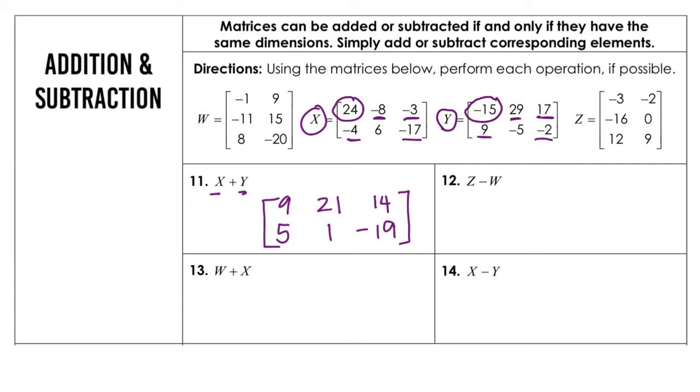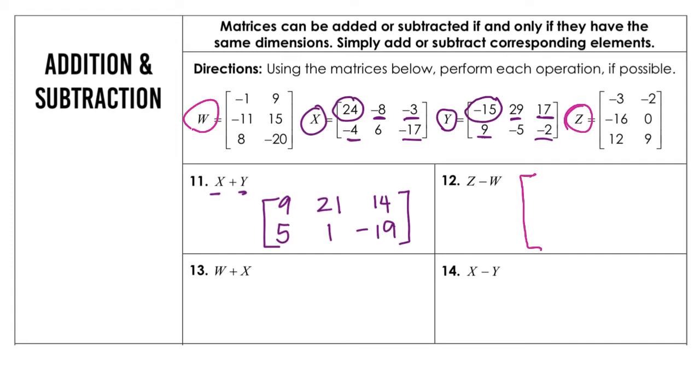So number 12, you're going to have matrix Z minus matrix W. So again, we do need to make sure they're the same dimensions. So here's matrix Z and matrix W, and they're both 3 by 2, so you definitely can subtract those.